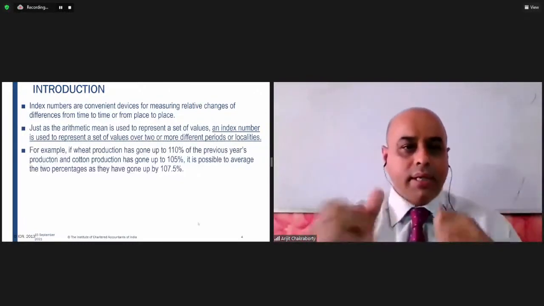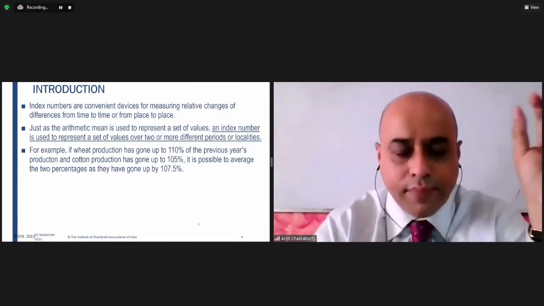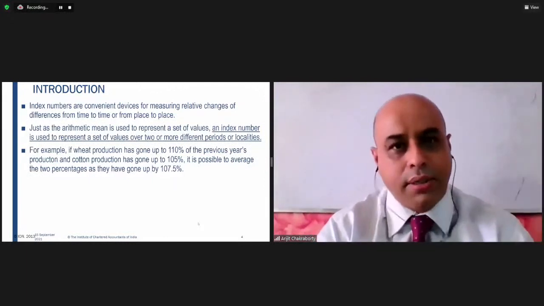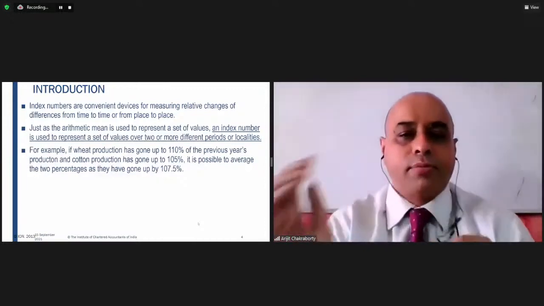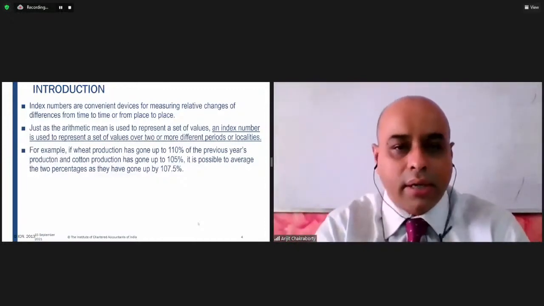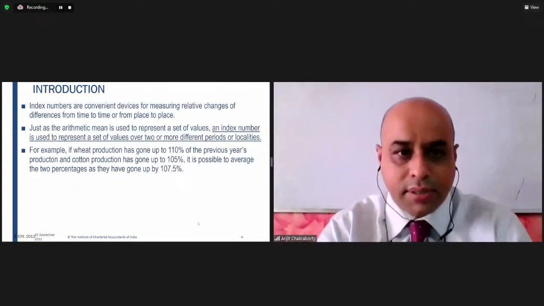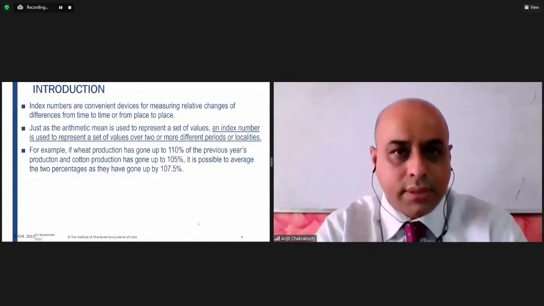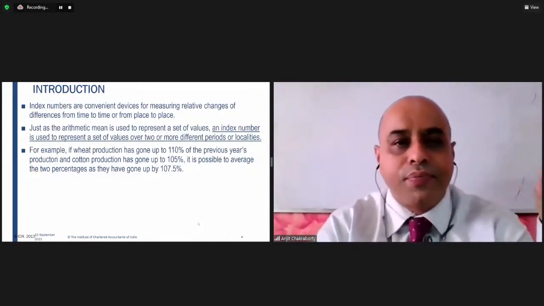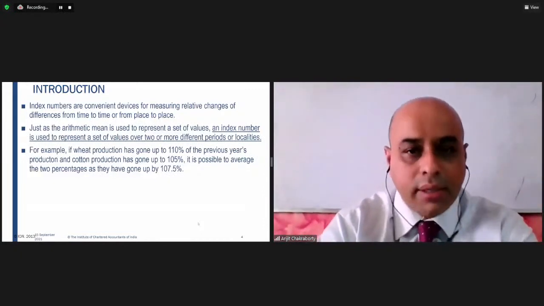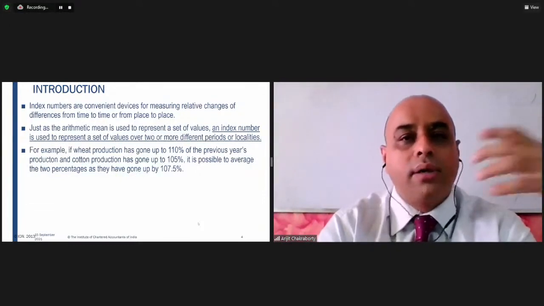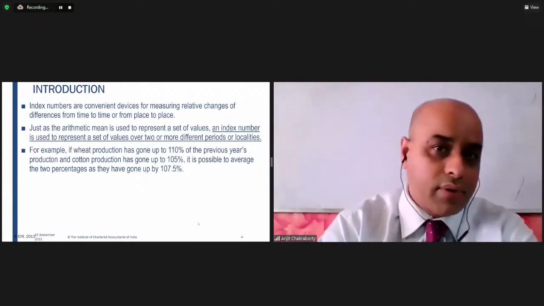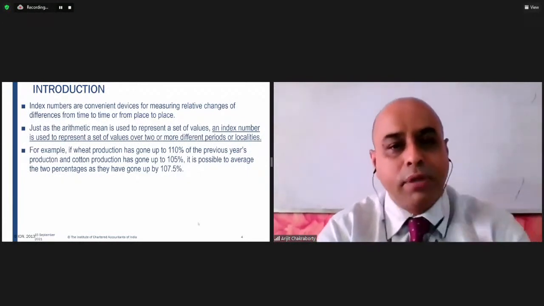Say we take an example: if wheat production has gone up to 110% of the previous year's production. Last year, let us assume the production was 100 metric tons, and now it has gone up to 110%. And if the cotton production has gone up to 105%, say it was 200 and has gone up to 210, which means it has gone up by 5% over the previous levels.